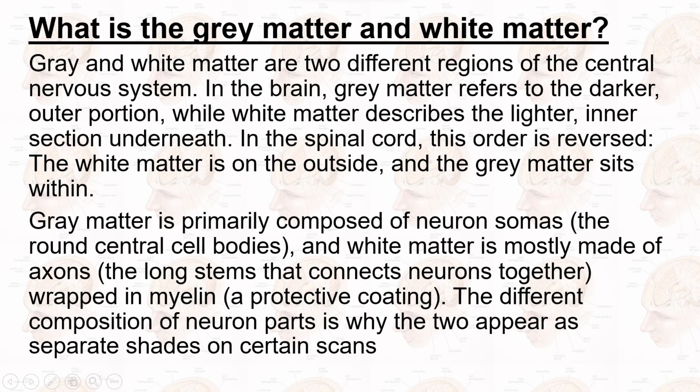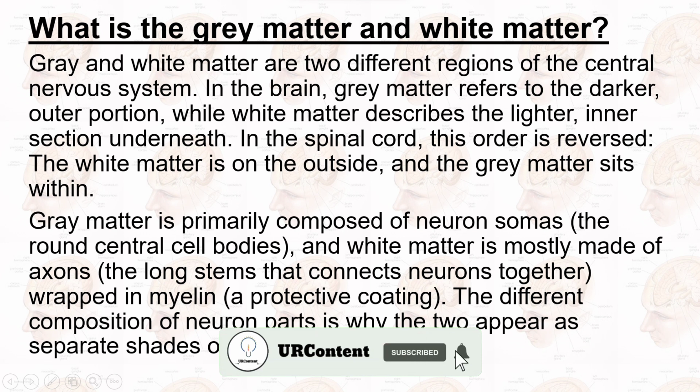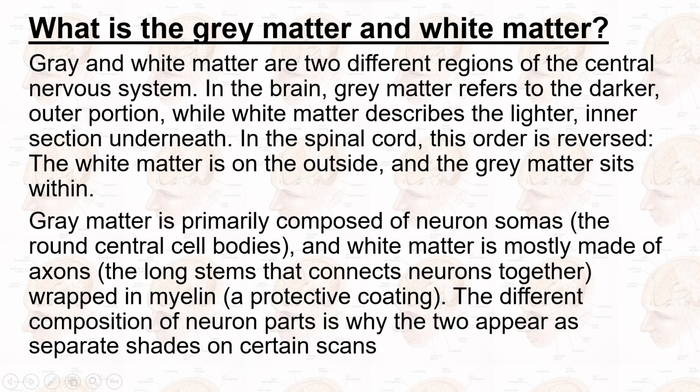What is the gray matter and white matter? Gray and white matter are two different regions of the central nervous system. In the brain, gray matter refers to the darker, outer portion, while white matter describes the lighter, inner section underneath. In the spinal cord, this order is reversed: the white matter is on the outside, and the gray matter sits within.